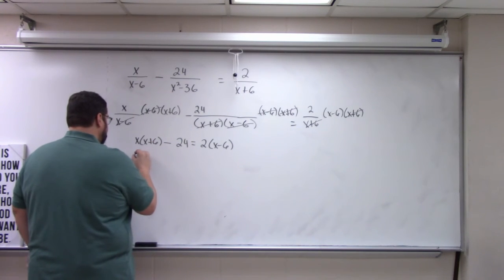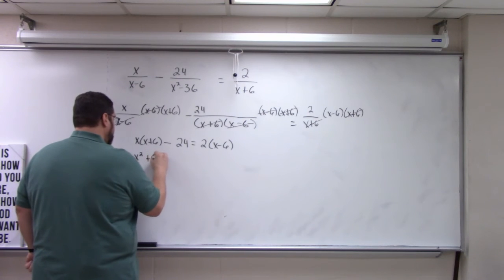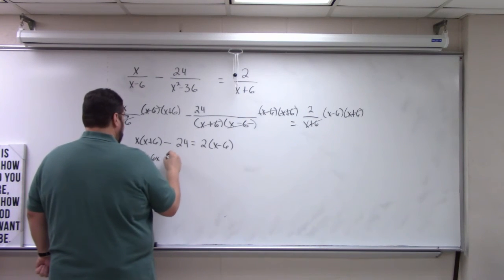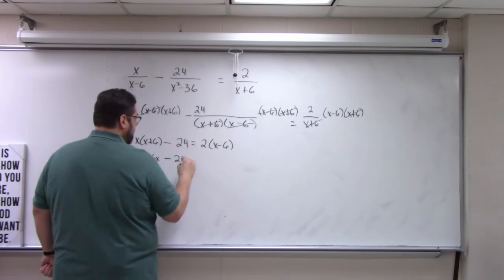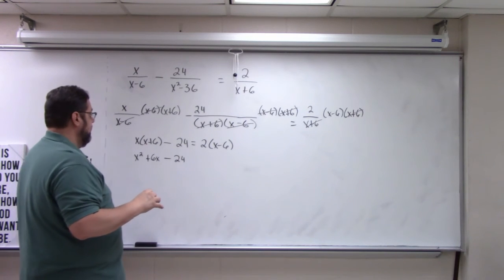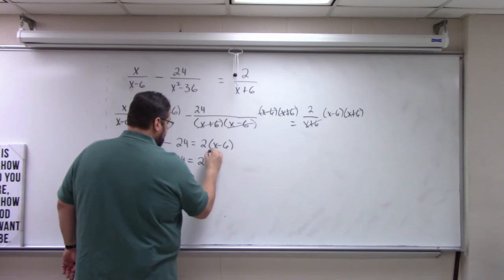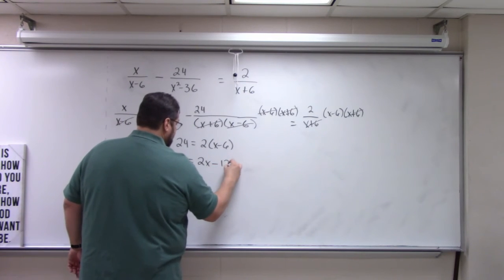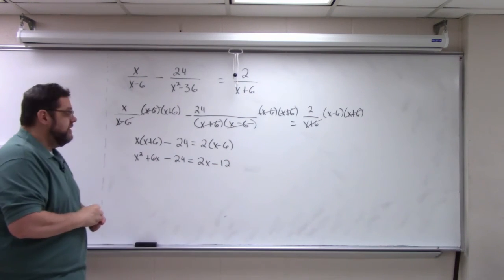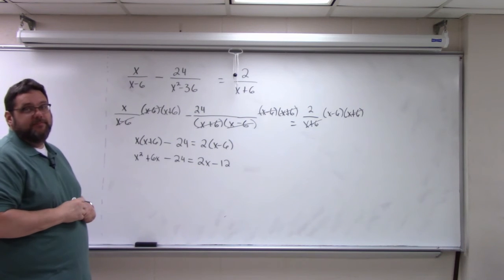X times x plus 6, this is x squared plus 6x. Then the minus 24 is hanging on out there. All right, on the right-hand side, 2 times x is 2x, minus 6, so this would be 2x minus 12. And I see that, again, we get this x squared here.